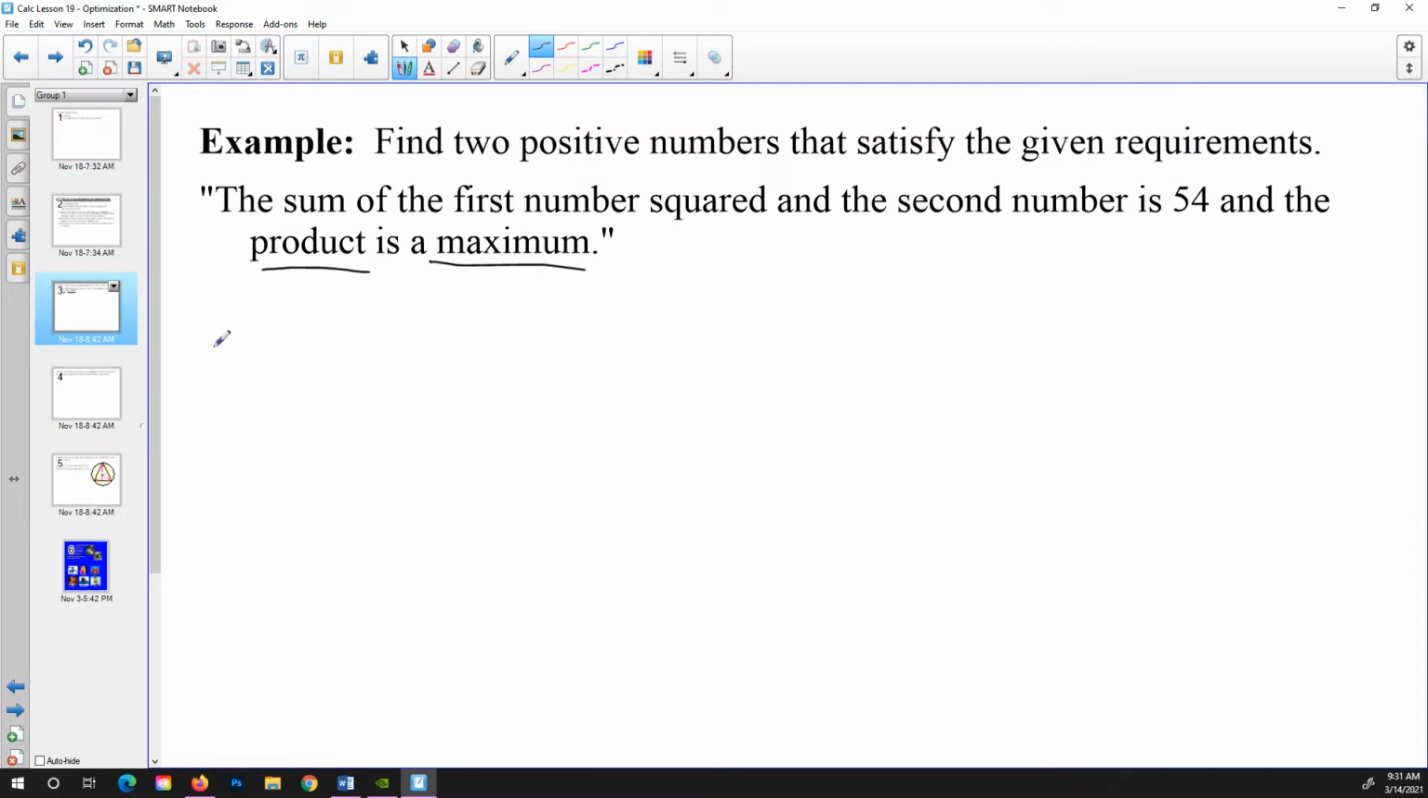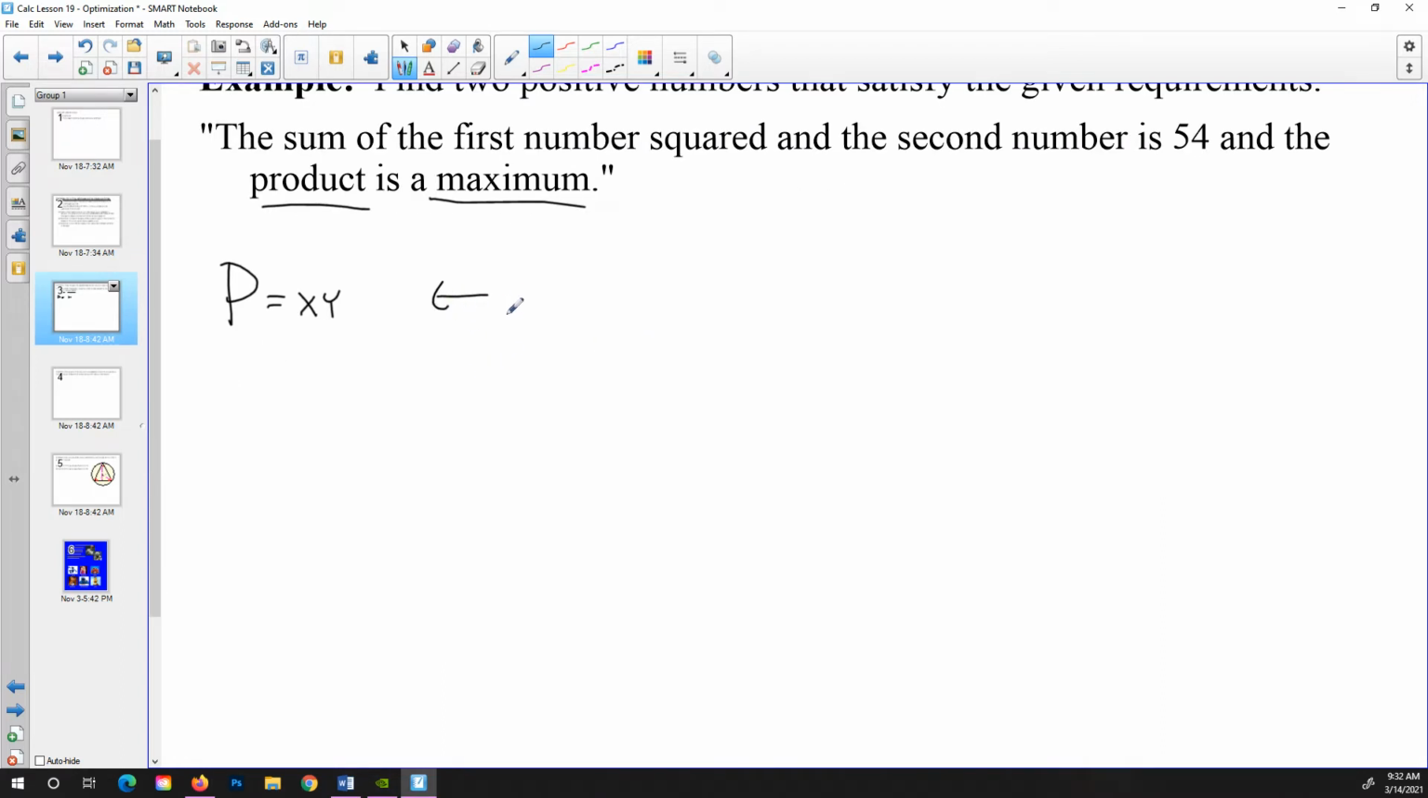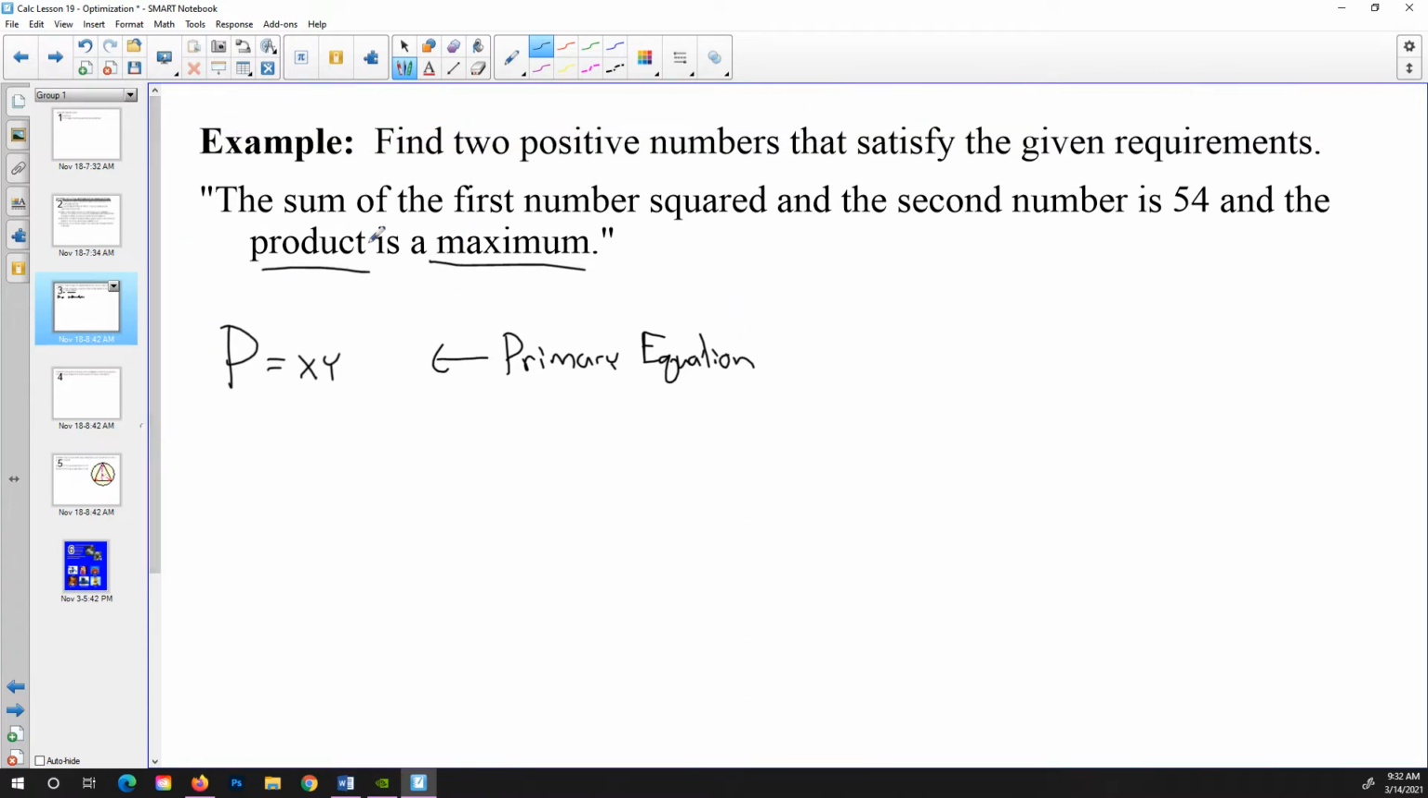All right, now normally if I have two numbers, let's call them x and y, the product is equal to x times y. There is no maximum unless there's some additional information, because if you pick two numbers, let's say 30 and 40, well, I could pick 31 and 41 and that would be bigger. So unless there's something to limit what those values are, there isn't necessarily a maximum. But we're going to start by calling this our primary equation.